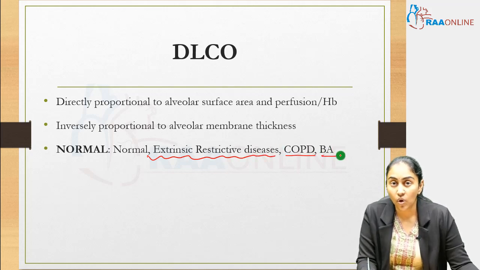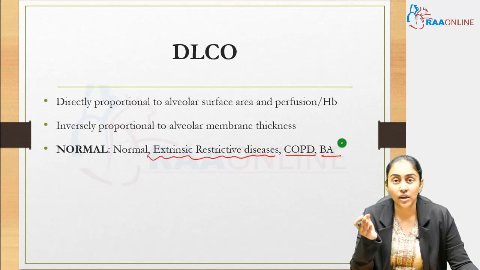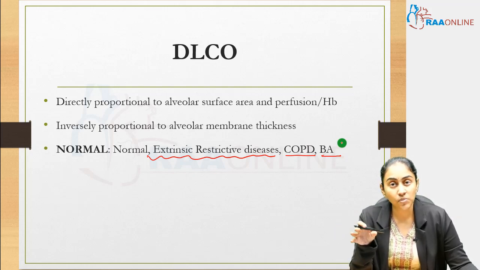Remember that COPD and bronchial asthma, these obstructive diseases, will also have a normal DLCO, because the problem is in the airway, not so much in the alveoli or in the capillary membrane. Therefore, these obstructive lung diseases also usually have a normal DLCO.